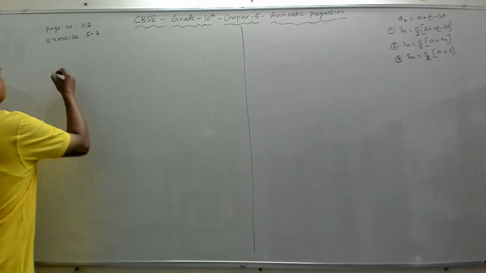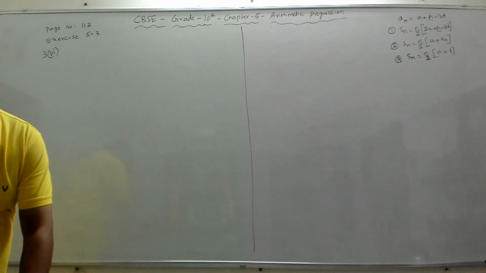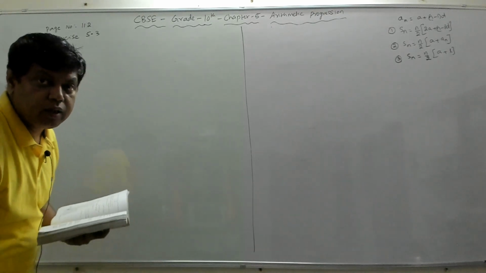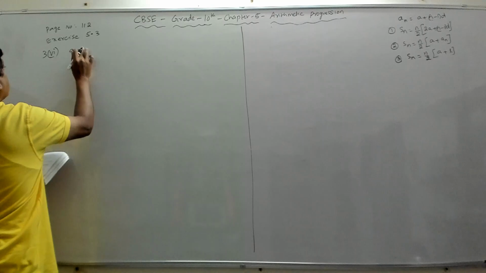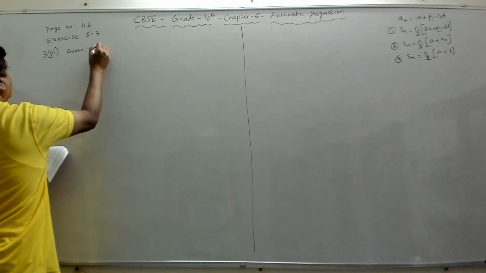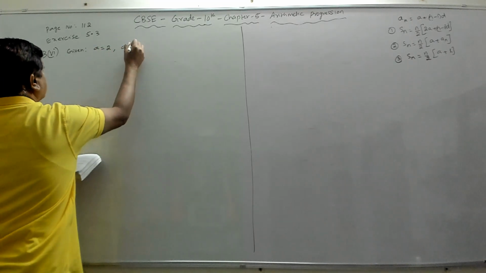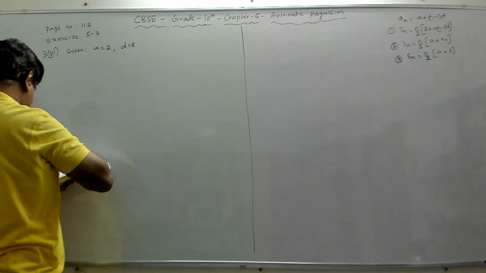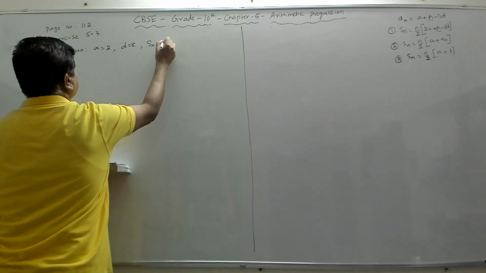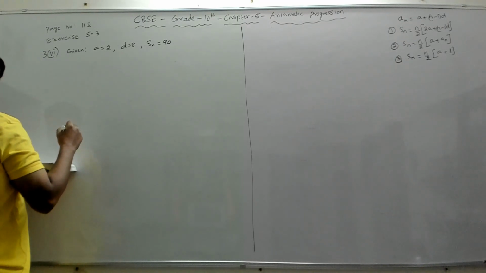Okay. So third problem, sixth subdivision. Now what is given? The given condition is a equal to 2, d equal to 8, and Sn equal to 90. And we have to find n and an.